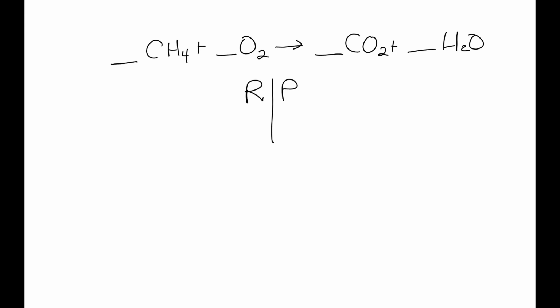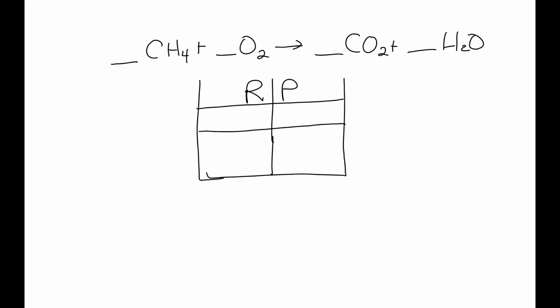So we're going to put our R and P here in our chart. This one only has C's, H's, and O's. Now we have 1 C, 4 H, 2 O's, 1 C, 2 H, and 3 O's. Now this is the one time we are not going to balance the O's first, because the O's are in 2 different substances on the right-hand side and only 1 substance on the left.